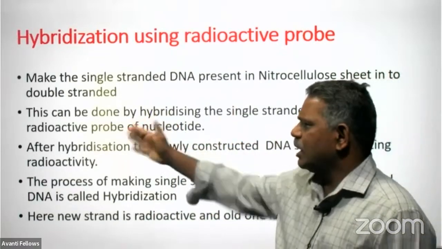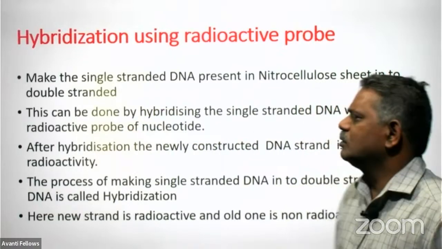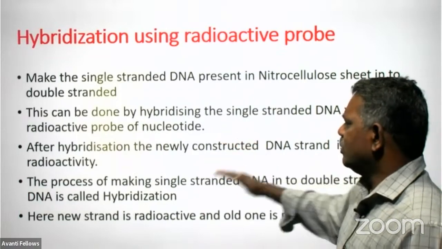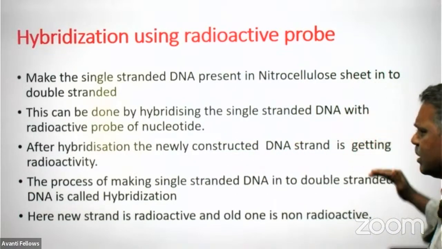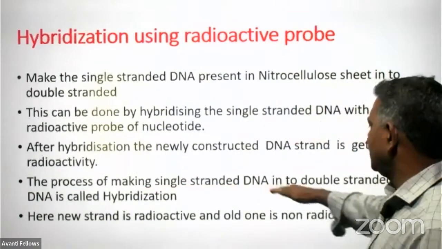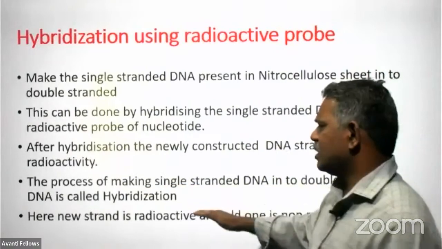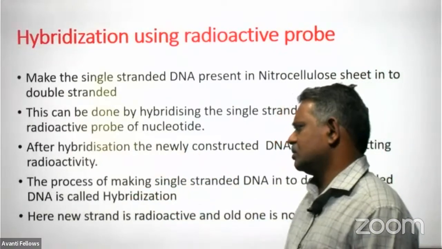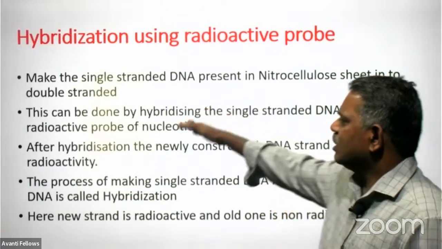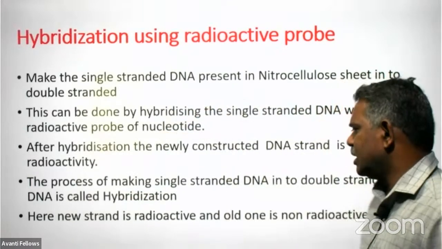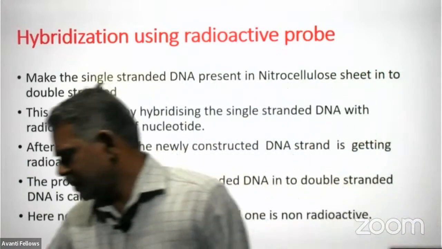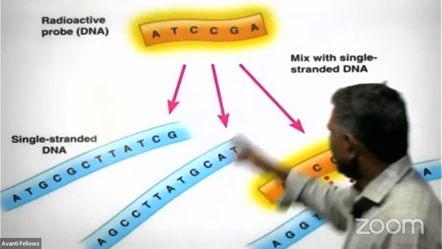The radioactive probe of nucleotide is only used here for the hybridization. After hybridization, the newly constructed DNA strand, the double-stranded one, carries the radioactivity. The process of making single-stranded DNA into double-stranded DNA is called the hybridization process. Here, no strand is radioactive except the one made with the radioactive probe of nucleotide, and the old one is non-radioactive. This is hybridization.